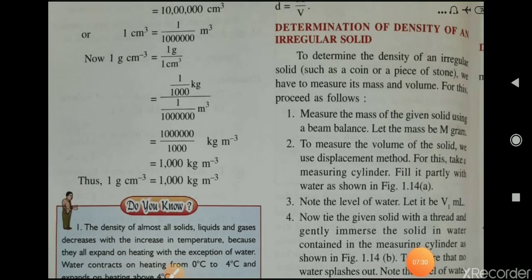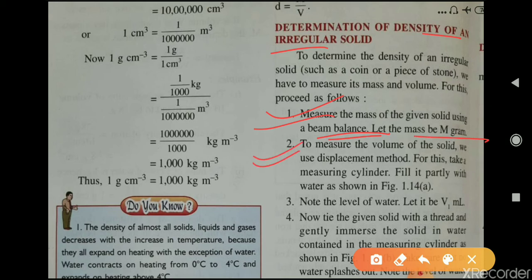But if we need to find out the density of an irregular solid, first we have to calculate the mass of the irregular solid with the help of a beam balance, and let it be m gram. For finding out the volume of an irregular solid, as I already told you in the first part of the video, we can use the displacement of water method.